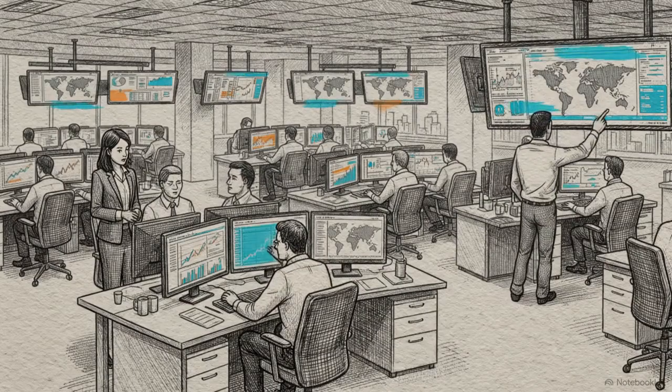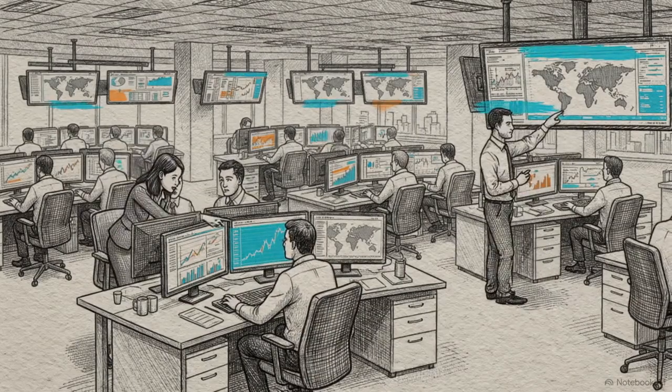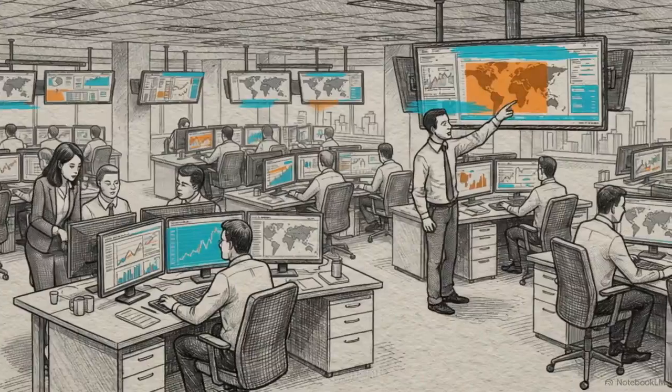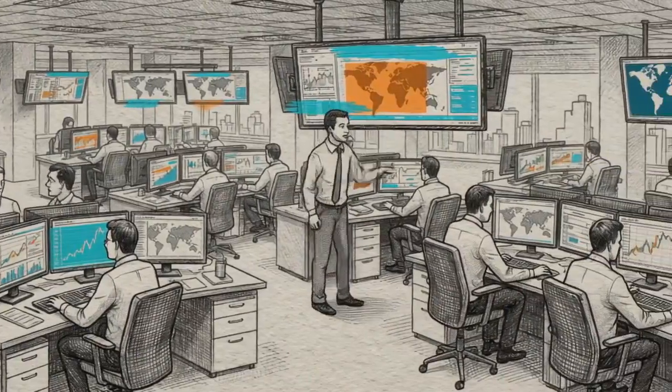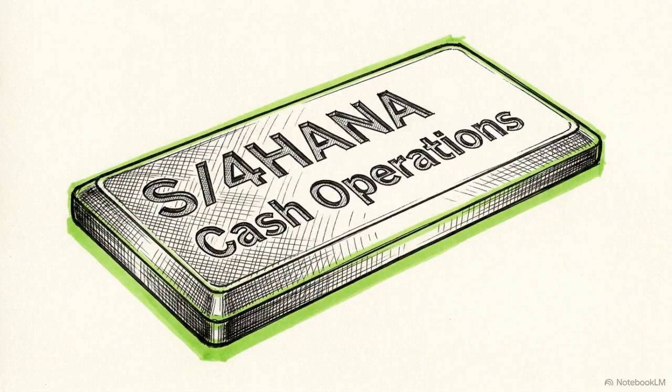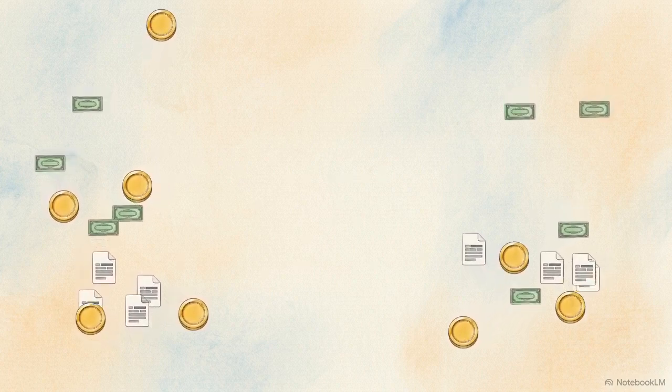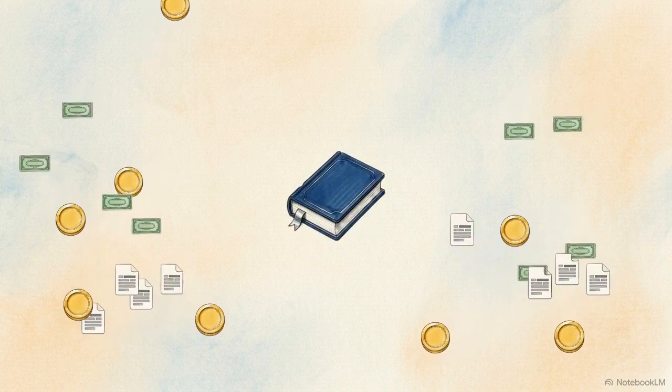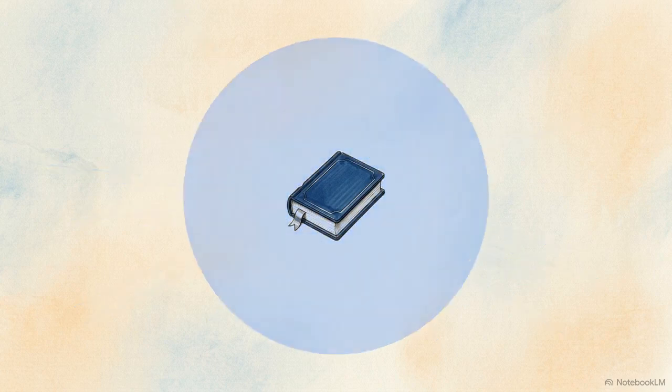A modern corporate treasury manages dozens of asynchronous bank accounts across global regions and currencies, generating a constant, fragmented stream of financial data. SAP S/4HANA Cash Operations addresses this fragmentation directly. The primary architectural objective is to pull that decentralized information into a single environment to create centralized, actionable liquidity intelligence.